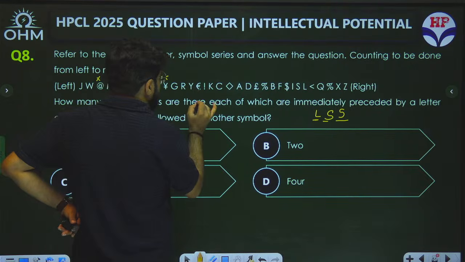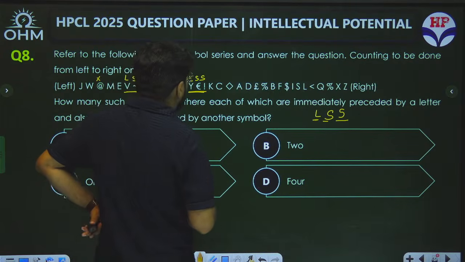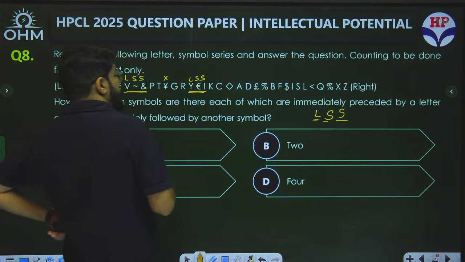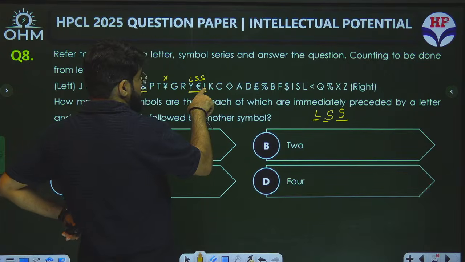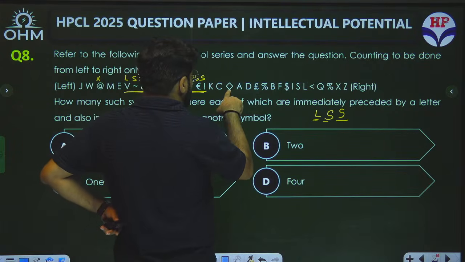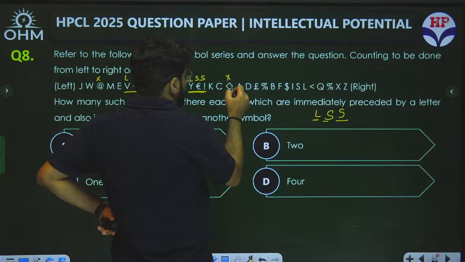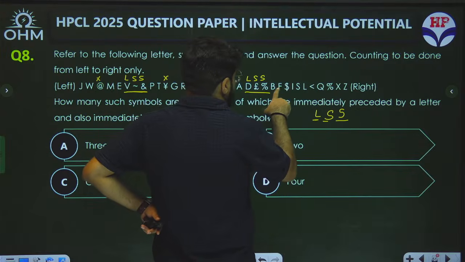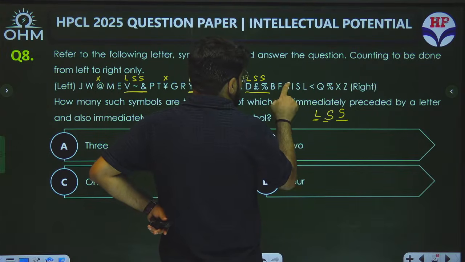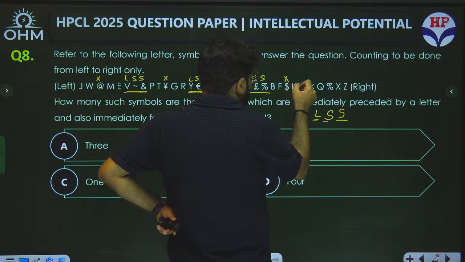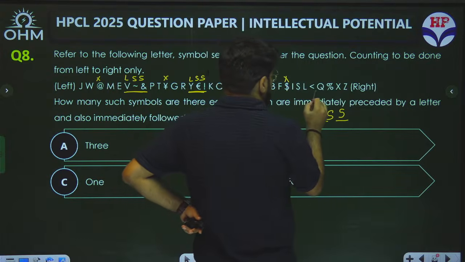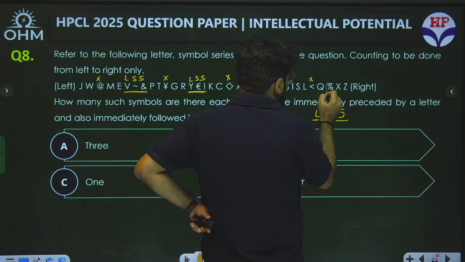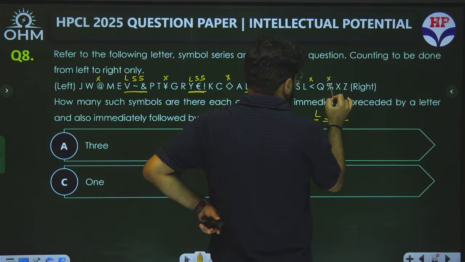Now see this symbol, letter, symbol combination. Okay, right. Then this will not be counted because it is not followed by a symbol. Now this one, not to be counted because it is followed by a letter. This one again, letter, symbol. Then next again, this is not to be counted because it is followed by a letter. I is a letter. Again not to be counted, followed by a letter Q. Not to be counted, followed by letter X.